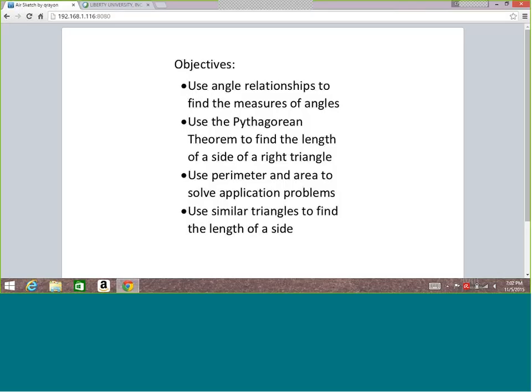We're going to be using angle relationships to find measures of angles. We're also going to be using the Pythagorean Theorem to find the length of a side of a right triangle. We're also going to use perimeter and area to solve some application problems and use similar triangles to find the length of a side that we don't know. So we can use a similar triangle relationship as well. So let's get started.